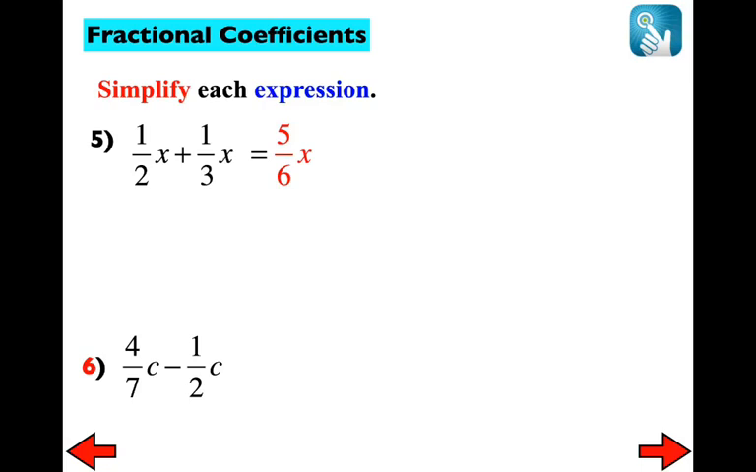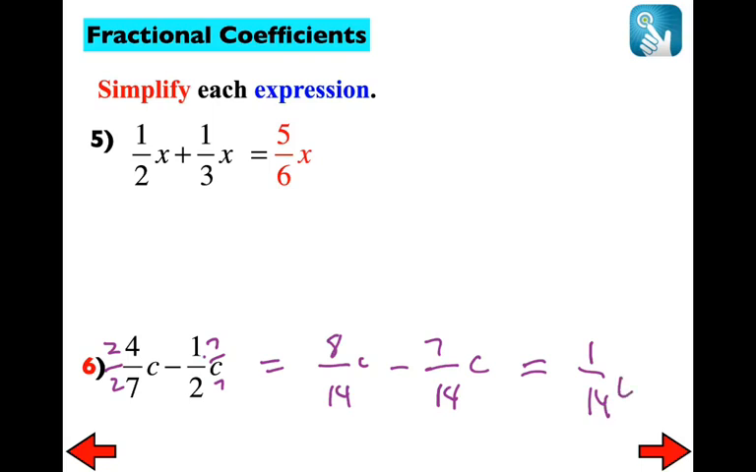All right, so just like the previous one, we'll have to find a common denominator here, which happens to be 14. We have to multiply by 2 over 2 there, so that would be 8/14 c and 7 over 7 there. So that is 7/14 c. We now have common denominator, so we have like terms. And hopefully it's clear to you that that would be 1/14 c.